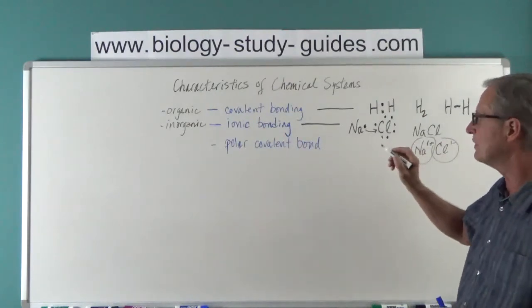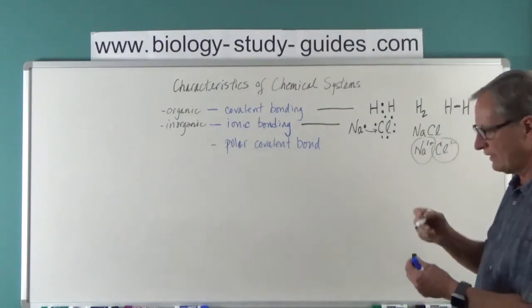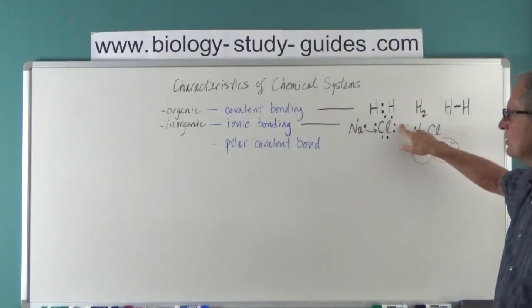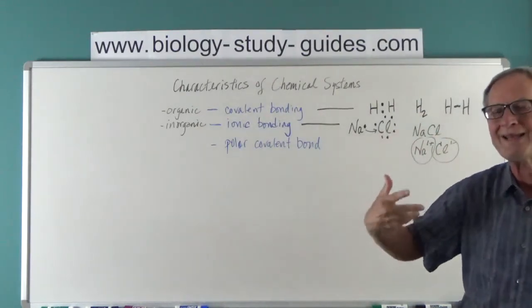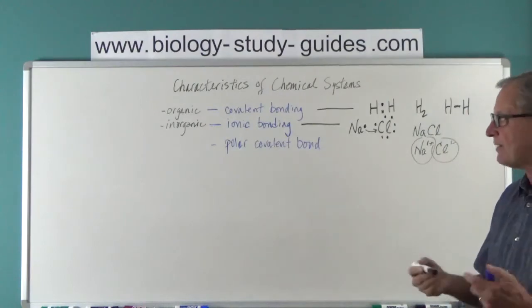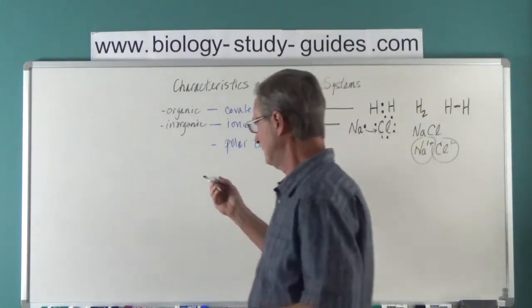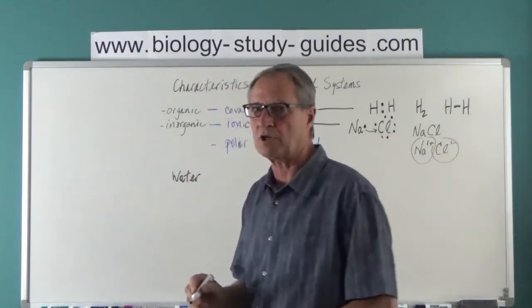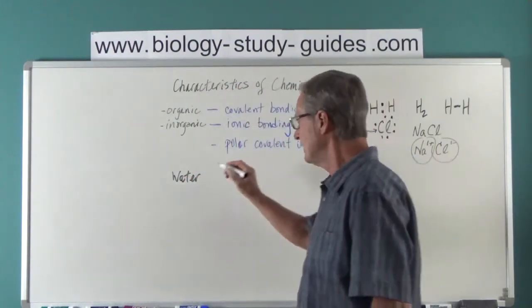But what we have somewhere in the middle is polar covalent. Now, this is one extreme, here's the other extreme. So what happens if it's not quite that extreme? The example I want to use there is water. I've already said that organisms are a lot of water. Water is really important. Let's have a look at it.